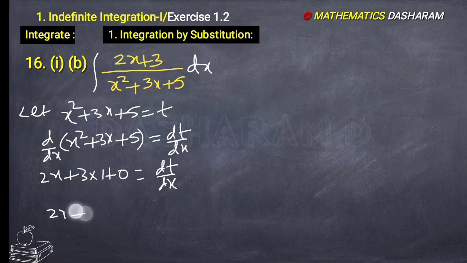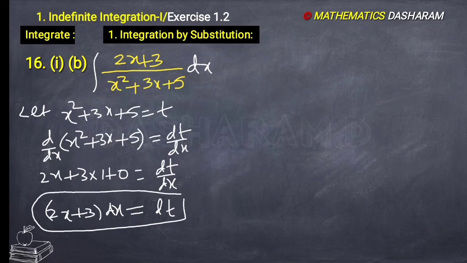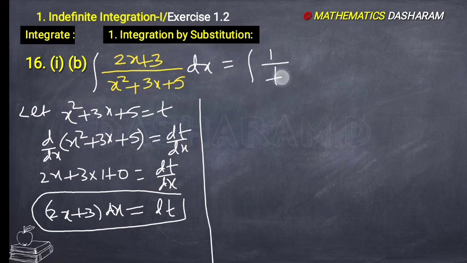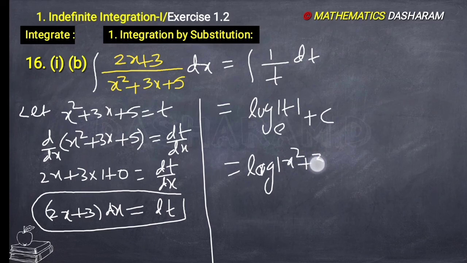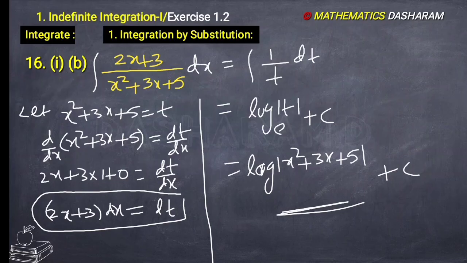So (2x + 3) and dx multiplied, transposed to the left side. Now the given question will be converted into the integral of 1 by t, with (2x + 3) dx equal to dt. So the integration of 1 by t is log mod t with base e plus c. Now substitute the t value: log mod of x² + 3x + 5, plus c, is our required answer.